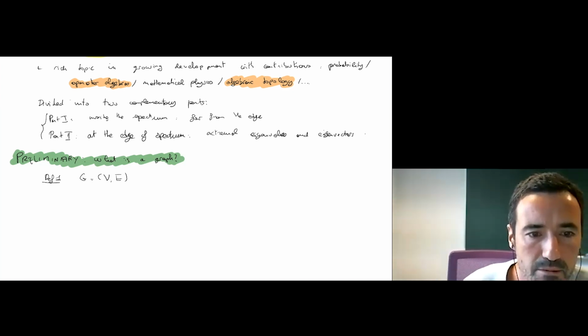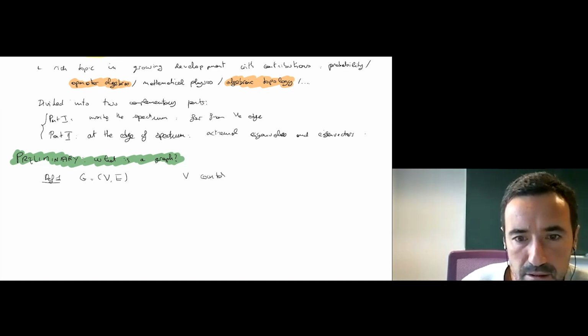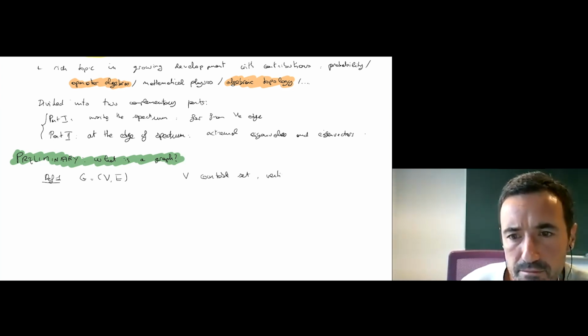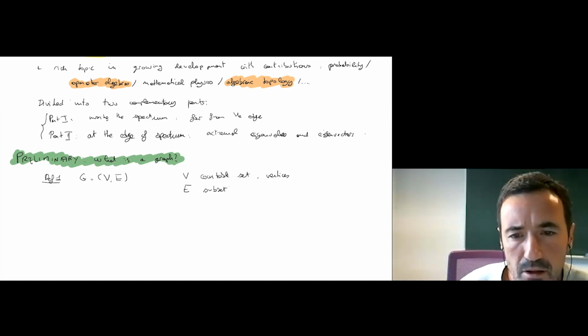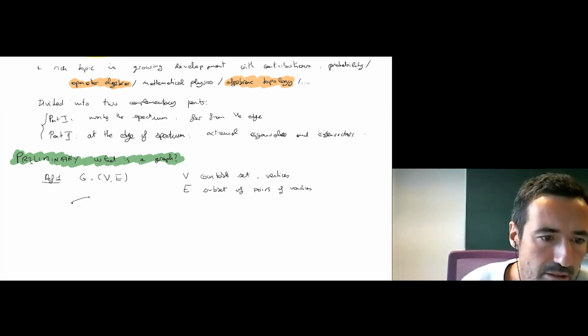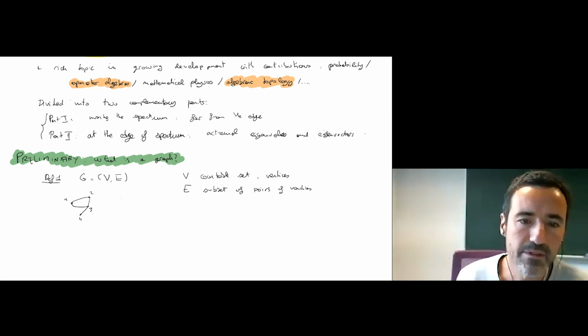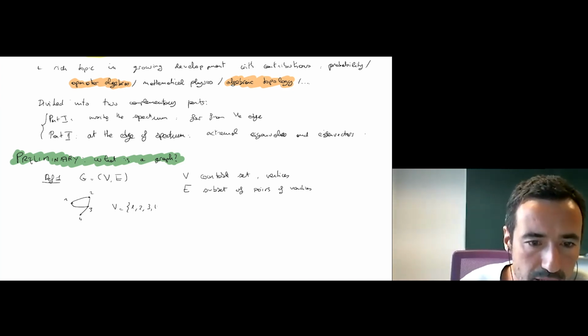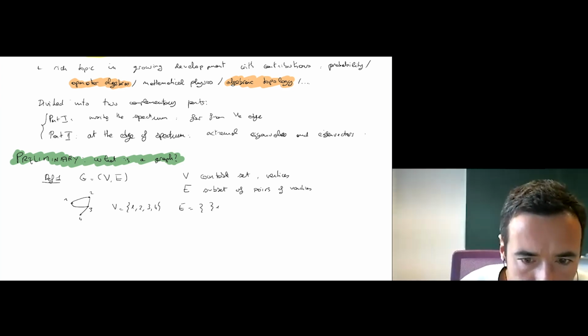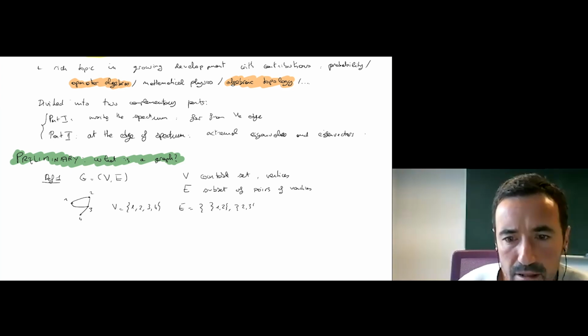It's a pair formed by some vertices, a countable set, which we call vertices, and some set E, which is a subset of pairs of vertices. I should say that these are unordered pairs. So for example, we can represent graphically a graph like that. The vertex set here is obviously 1, 2, 3, 4, and the edge set is 1, 2, 2, 3, and so on.